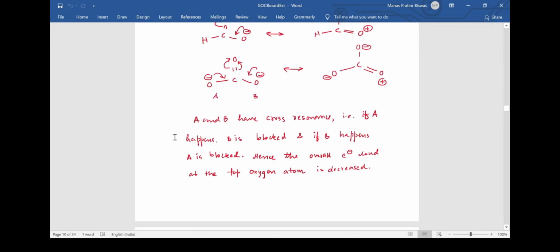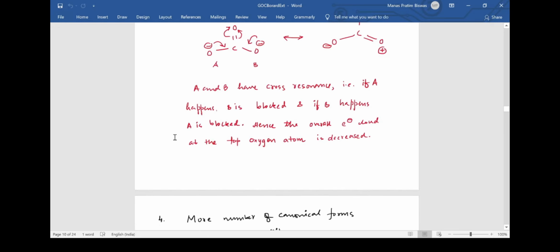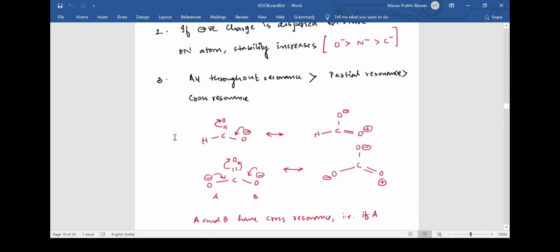I have written as A and B have cross resonance, that is if A happens, B is blocked, and if B happens, A is blocked. Hence the overall electron cloud at the top of the oxygen is decreased. So this is the example of the third point, that is all throughout resonance is much greater than partial resonance is much greater than cross resonance.